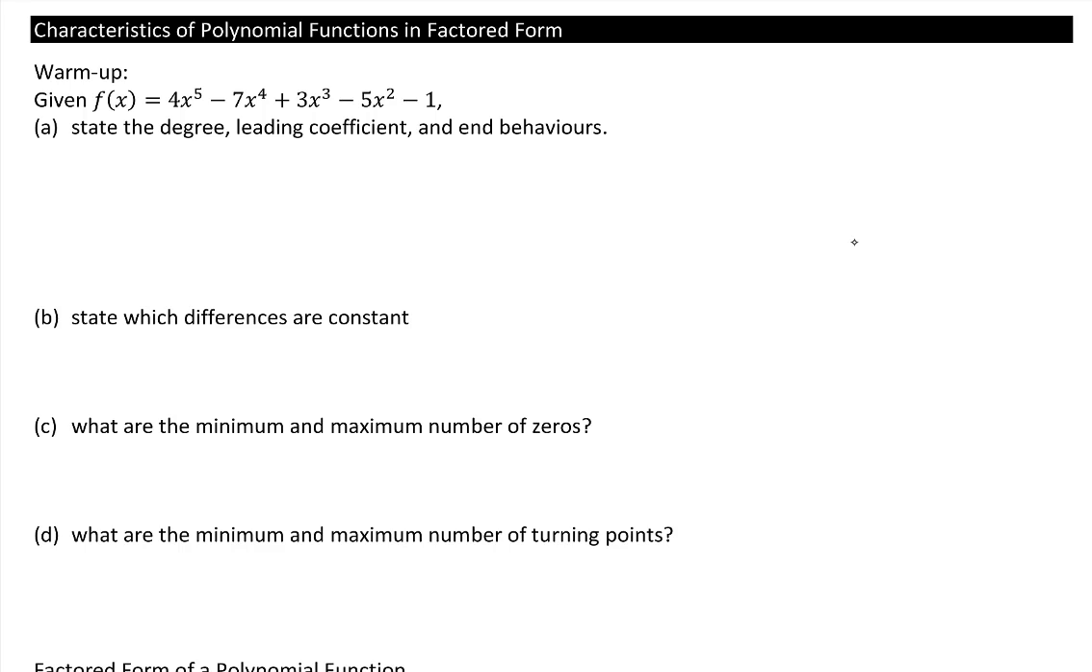So starting with the degree, we see that this polynomial function is of degree 5, the highest exponent in the expression. The leading coefficient is the number in front of the variable with the highest exponent, so that would be 4 in this example.